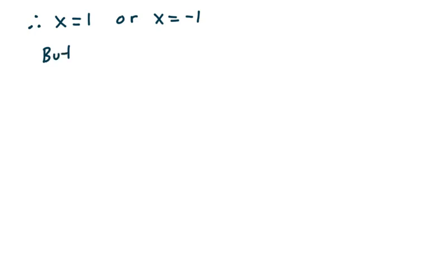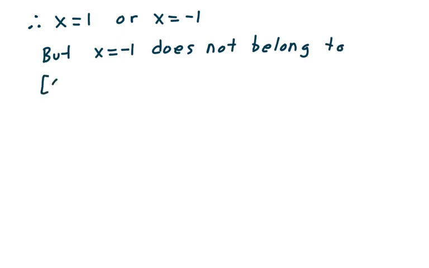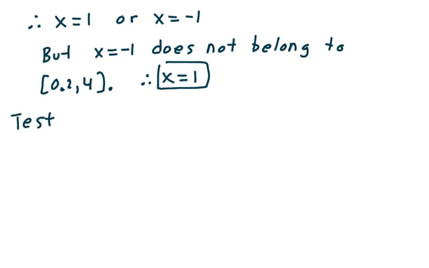But x equals negative 1 does not belong to the closed interval 0.2 to 4. And so, therefore, the only critical number I care about is x equals 1. That does belong to the closed interval 0.2 to 4. Now, what are we going to test? We're going to test x equals 0.2, x equals 1, and x equals 4.